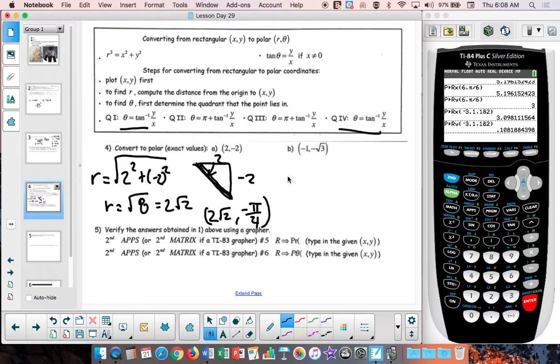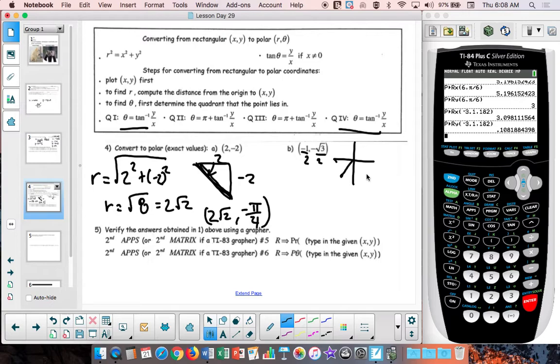Either way should work. Always check though, just in case. All right, -1, negative root 3. It's going to be about right here. And if you divided everything by 2, it might look a little bit more familiar. These are forms of pi over 3.